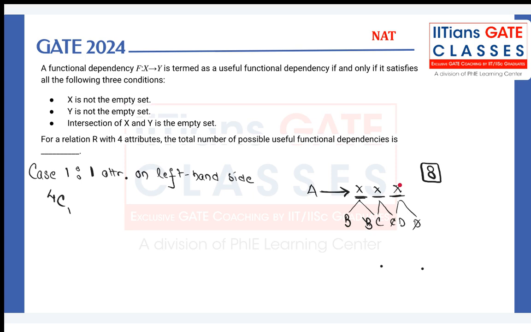So there will be 8 choices, but you have to remove this one choice where you have no attribute on the right hand side. Okay. So 4C1 times 2 to the power 3 minus 1. What is the answer of this? 28. 4 times 7, right? 28. Is this clear? Case 1?